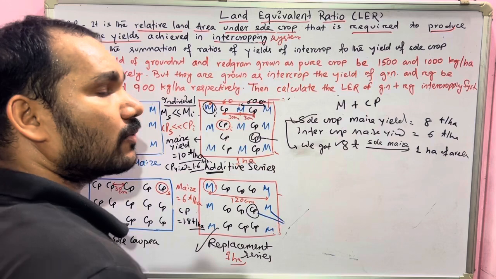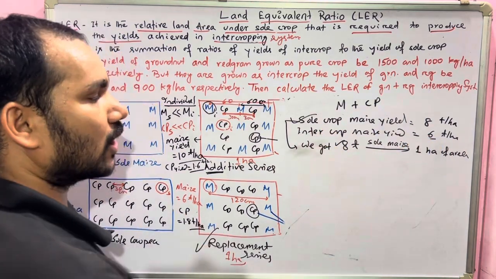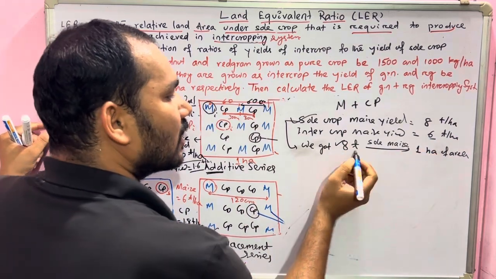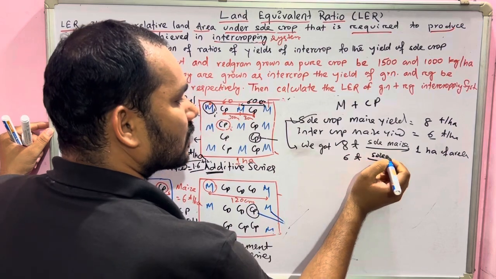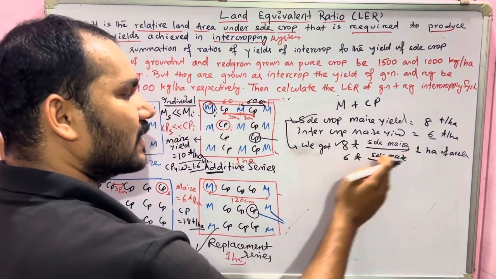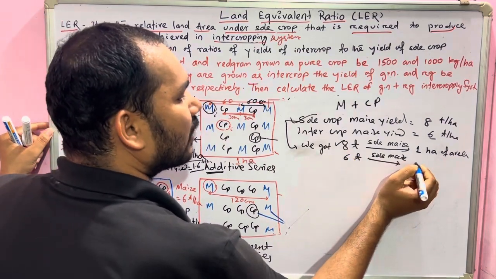What is the amount of yield I am getting from the intercrop? Sir, it is 6 ton per hectare. So convert it. If it is 8 ton, I require 1 hectare. If it is 6 ton, if we grow sole maize, then in order to get 6 ton yield, how much of area will I require?